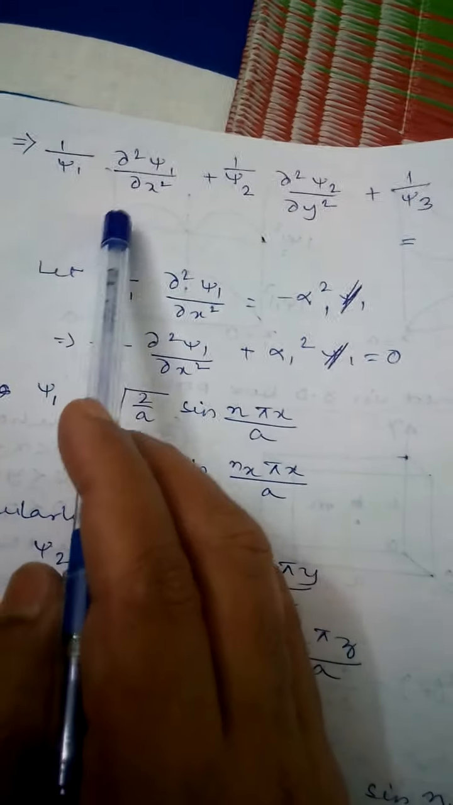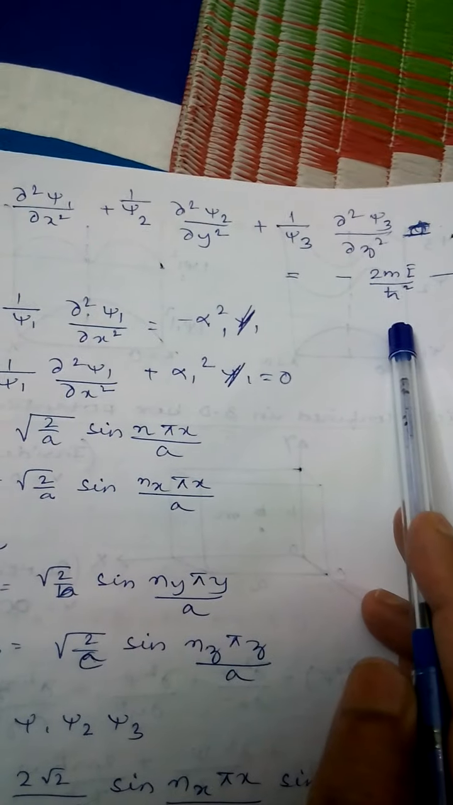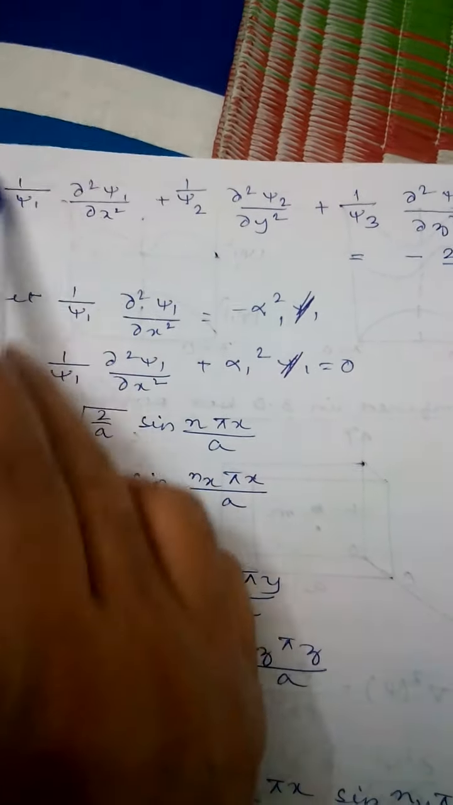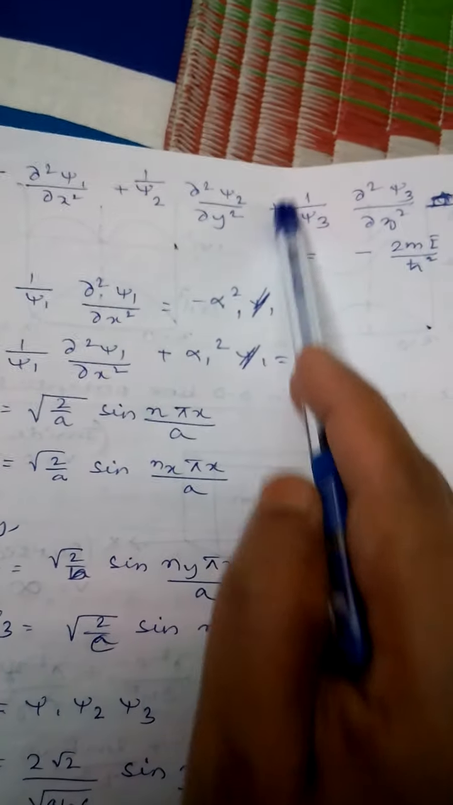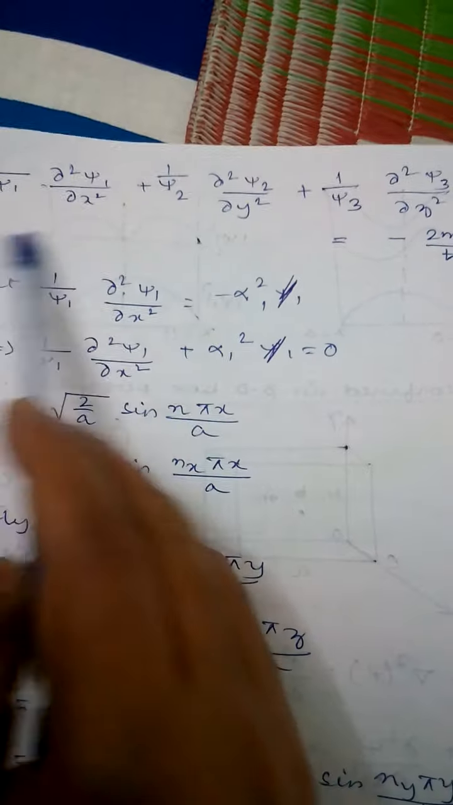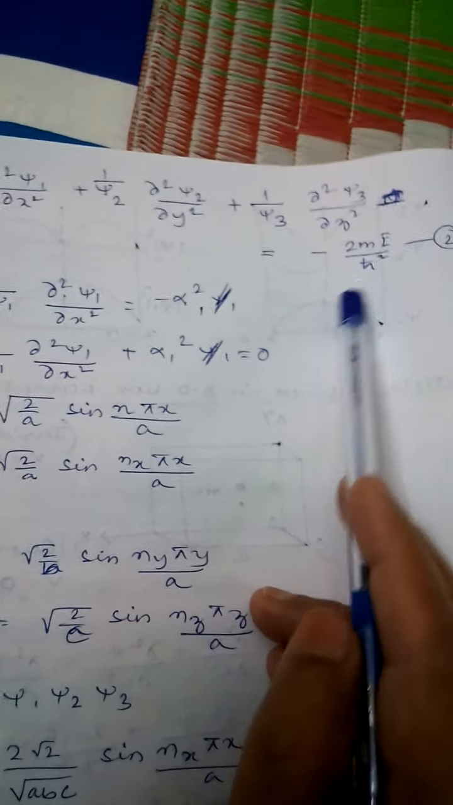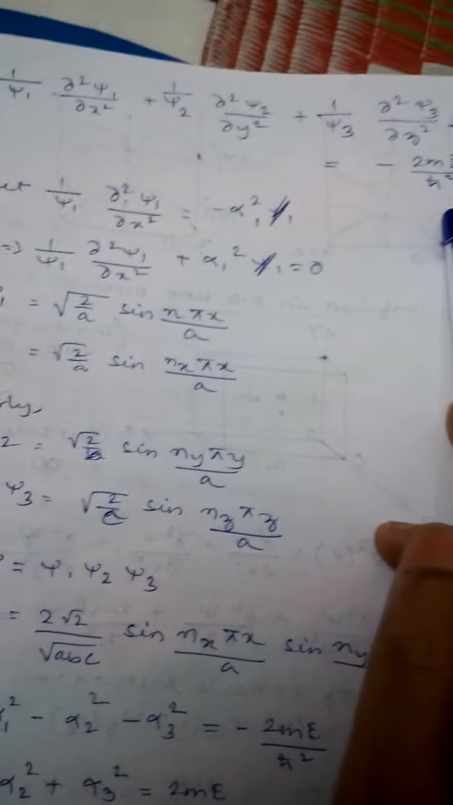Now this is minus 2me by h cut square. So this is the variable involving x, this is the variable involving y only, and involving z only. So this is the x variable term, y variable term, z variable term equals minus 2me by h cut square, for fixed energy.